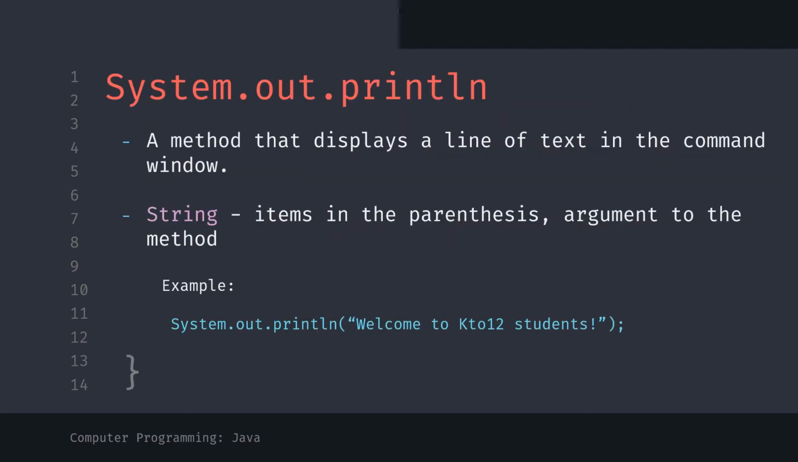Java applications allow you to display characters in the command window using System.out.println. It is a standard output object in Java. System.out.println is a method that displays a line of text in the command window. Items in the parentheses, known as the string, are the argument to the method. This method achieves its task by printing its argument. For example, this one prints Welcome to K-12 students.